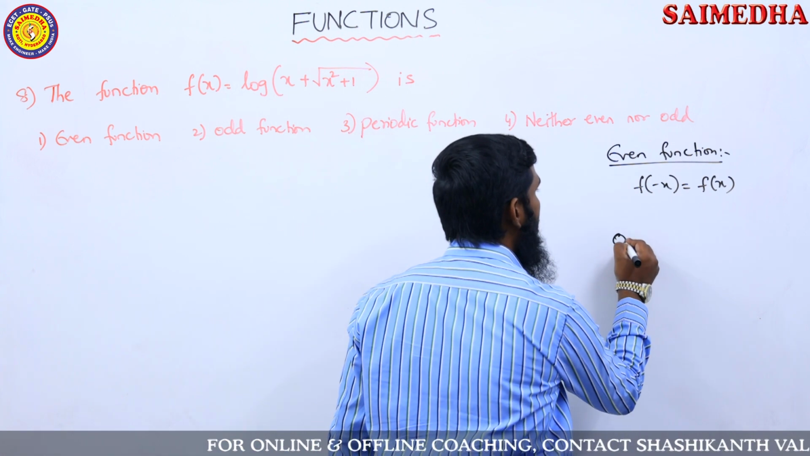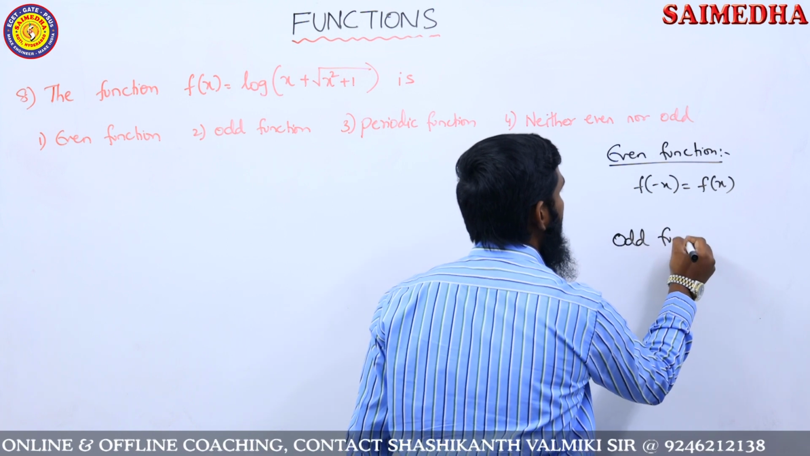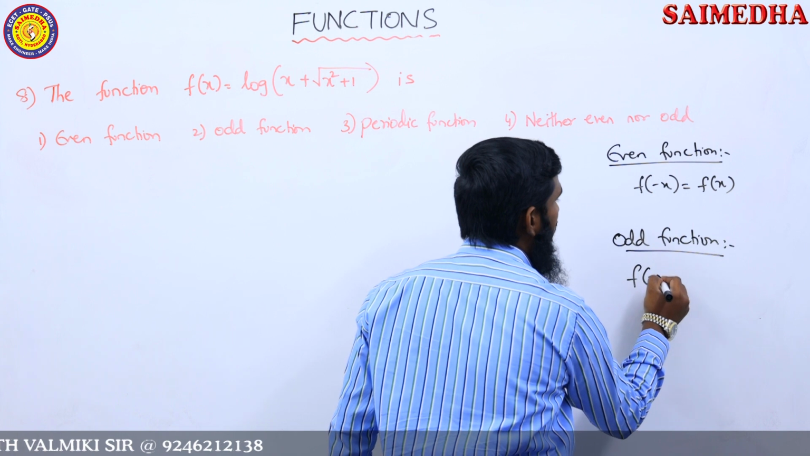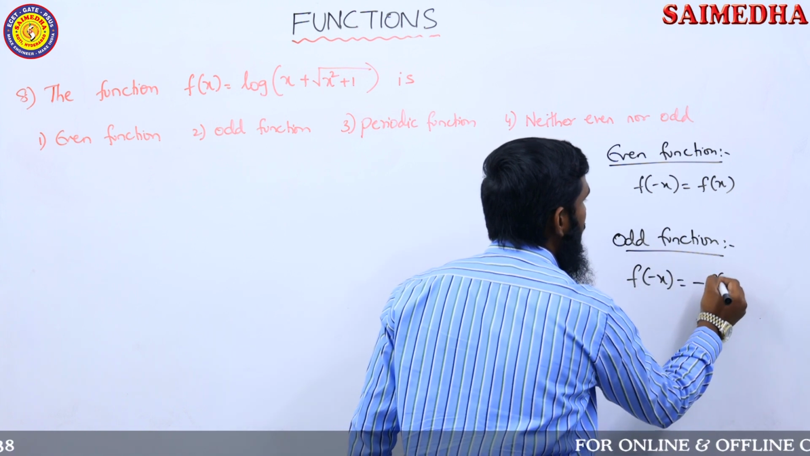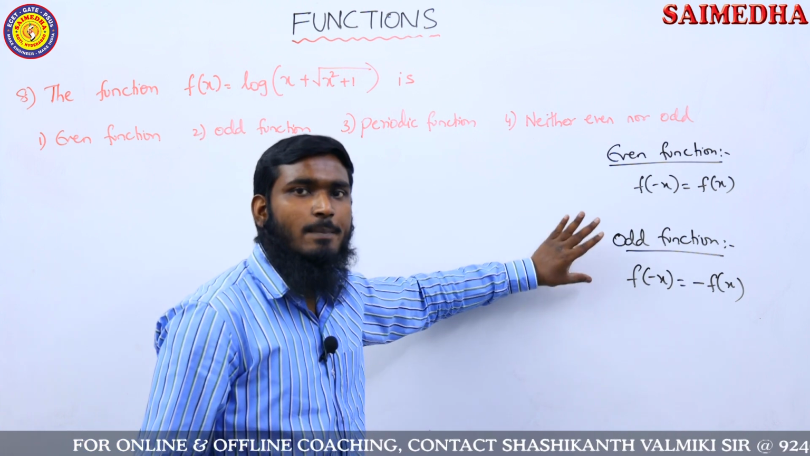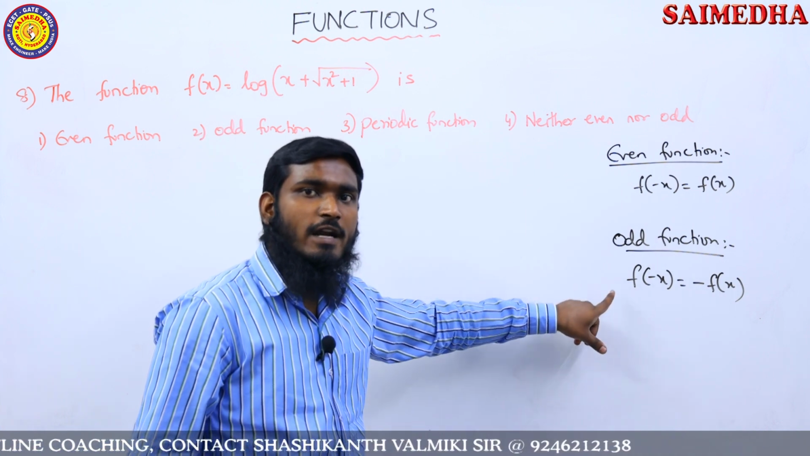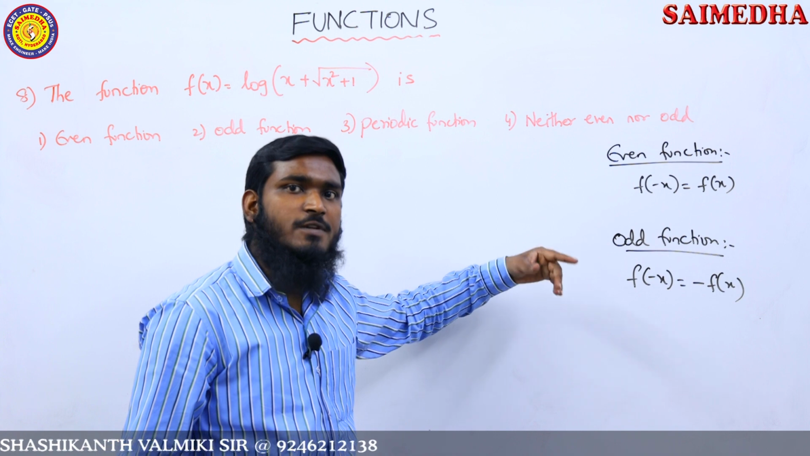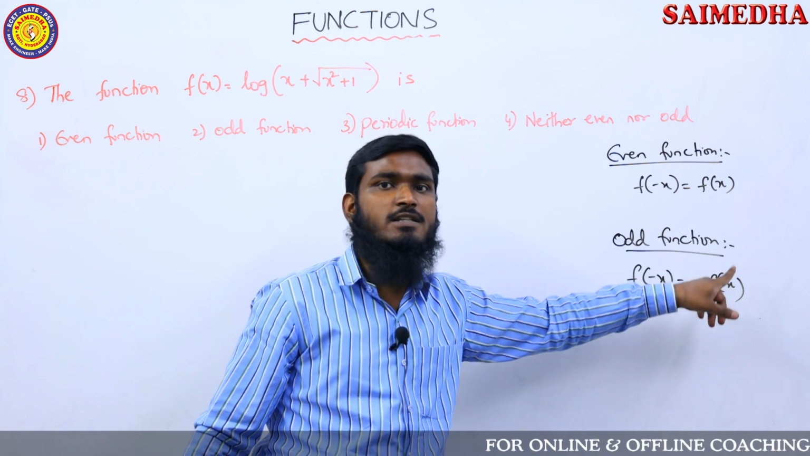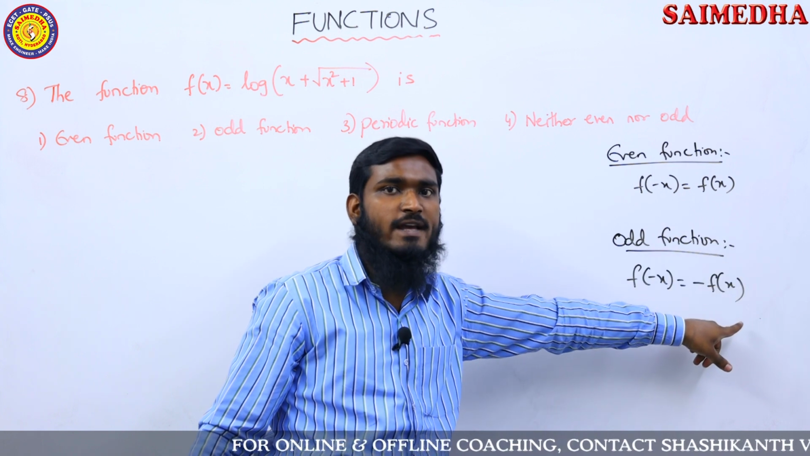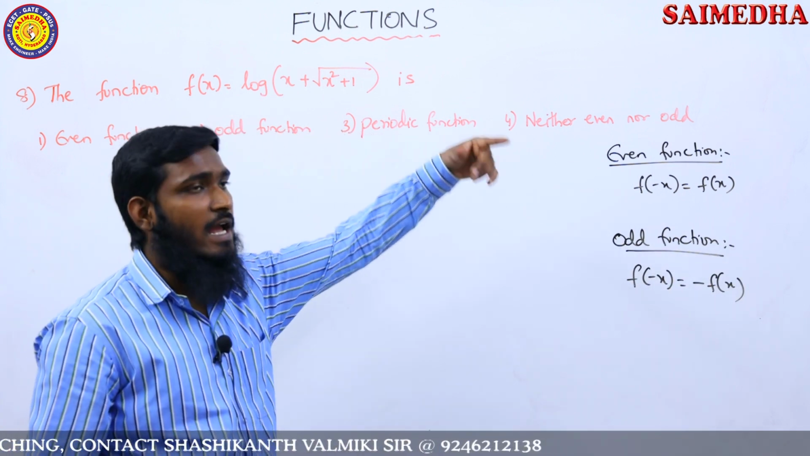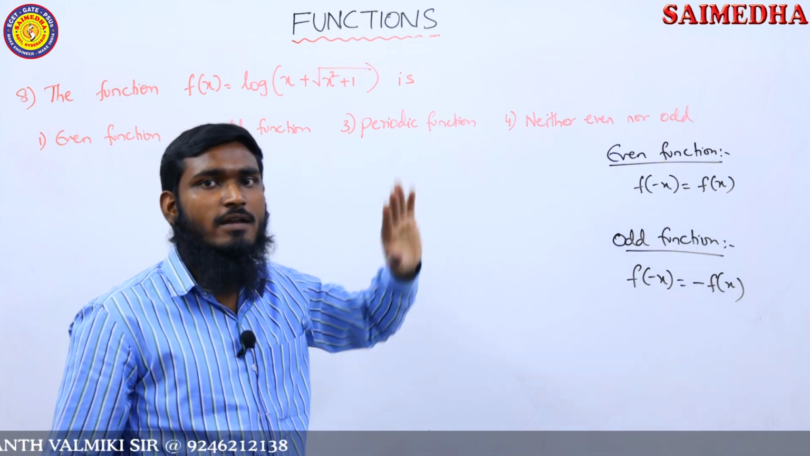Now what is an odd function? An odd function means f(-x) = -f(x). The same process applies: in the place of x we write -x. Whenever we substitute -x, if the final answer is equal to -f(x), then that function is called an odd function. If you get f(x), then it is called an even function.